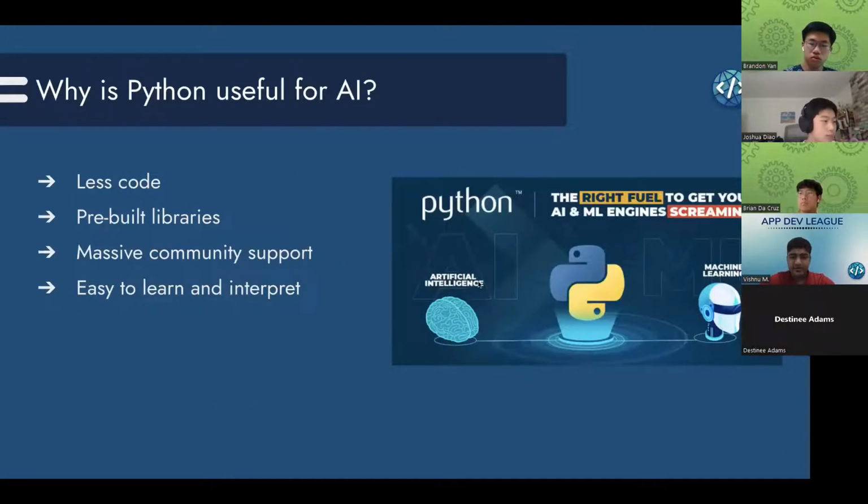Python is useful for artificial intelligence for many reasons. You don't need to write as much code because there are a lot of convenient predefined libraries you can use to implement machine learning networks, for example, TensorFlow and PyTorch. There's also a lot of community support for Python, so it's easier to resolve any issues you run into by asking the community for help. And it's easy to learn Python and interpret what code means because Python was created to be very similar to English in its syntax and structure. This makes it easier to interpret what exactly code in Python is doing.